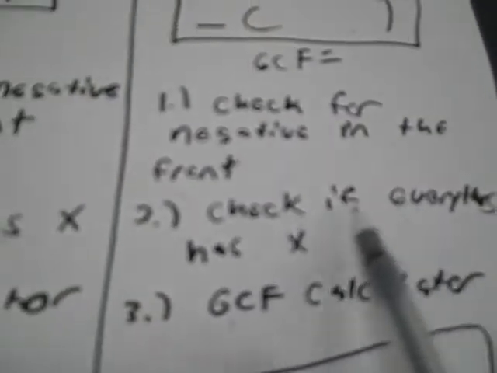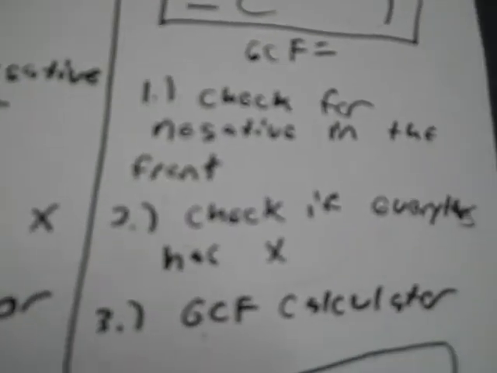GCF, and then my table. Okay, so GCF: check for the negative in front, it's not there. Check if everything has x. We have x to the second, negative 4x to the first, and 12 doesn't have an x, so I don't put x. Then I calculate what the GCF of 1, 4, and 12 is, and it's 1. Since the GCF's 1, I don't do this, so I can't cross this out.